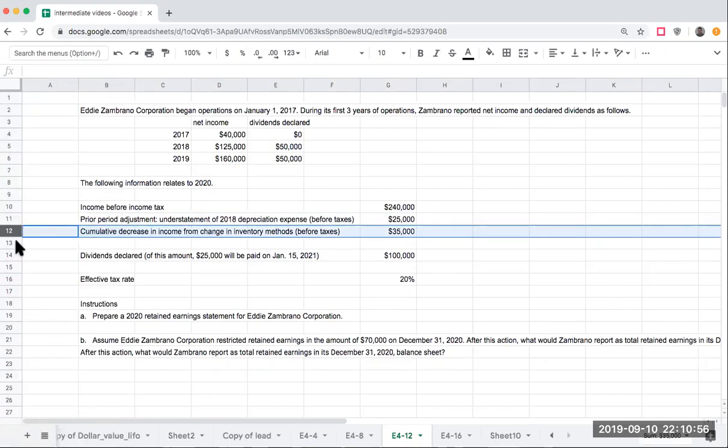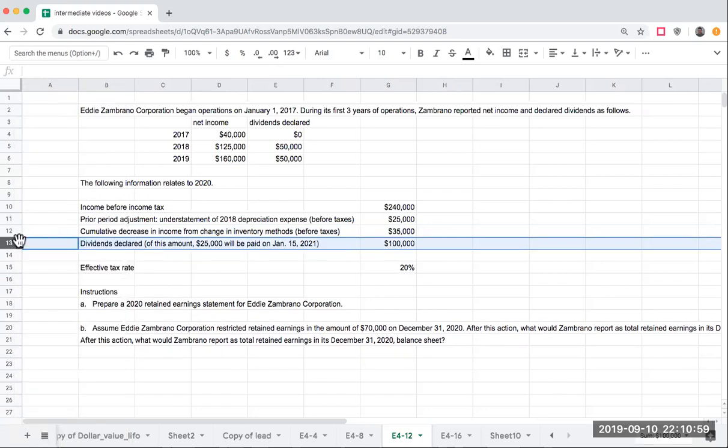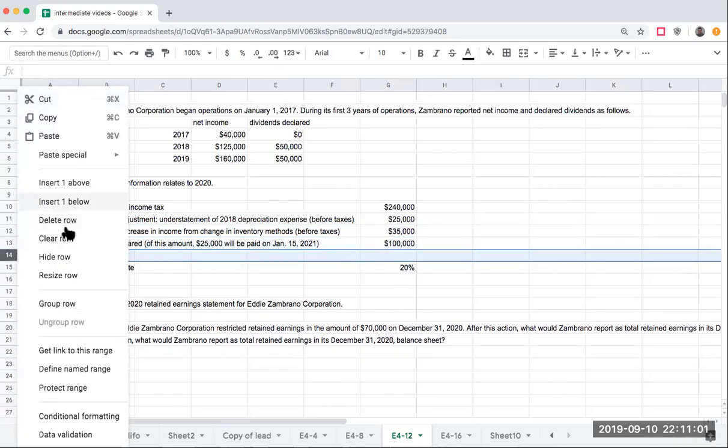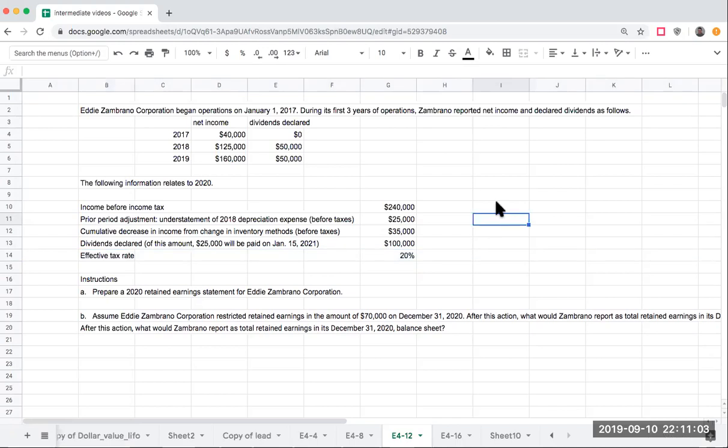And then we're also being asked to do basically an appropriated retained earnings. Before we start, it's important to remember the function of the statement of retained earnings. If we remember back from financial accounting, it's essentially the link between the income statement and the balance sheet.